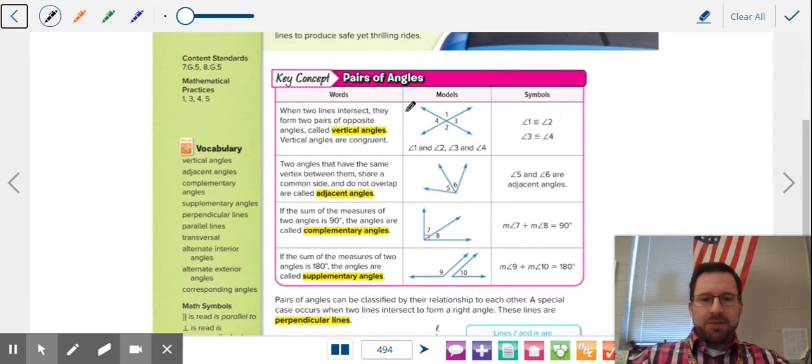Okay, so when you have two lines intersect, opposite angles are congruent. That's what this symbol is here, and they're equal. So 1 and 2 are equal, 3 and 4 are equal. That's called the vertical relationship. This happens at any intersection of lines.